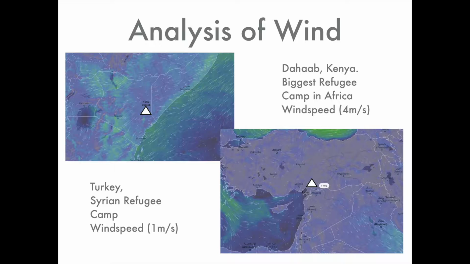The first location is the biggest refugee camp in Africa, located in D.I.Y, Kenya, with a wind speed of 4 meters per second. The second location is a Syrian refugee camp in Turkey, with a wind speed of 1 meter per second.